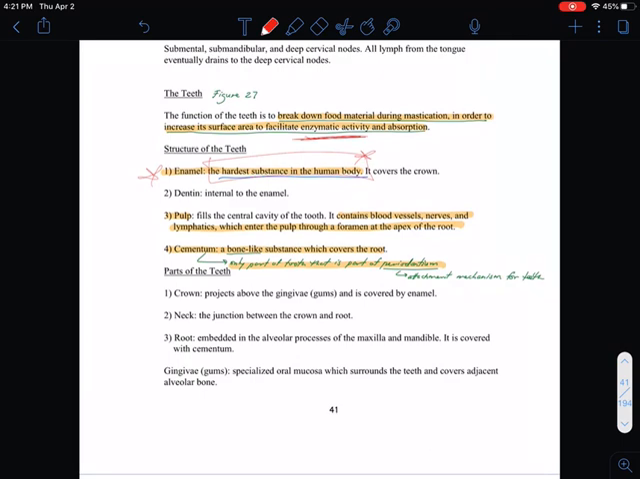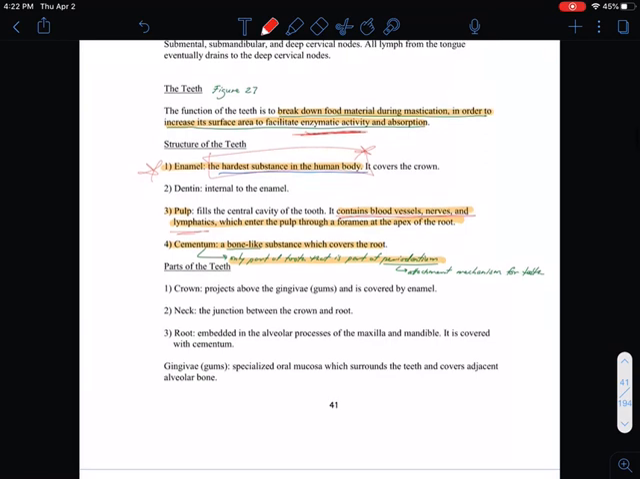Next, we have pulp. I'll point that out because this is where we can see our blood vessels, nerves, lymphatics, entering into our teeth there. And then cementum, it's a bone-like substance that covers the root. And I believe he'll have you add this. It is the only part of the tooth that is part of the periodontium, which is the attachment mechanism of our teeth. So, if I were you, I would focus on 1 and 4. Enamel being the hardest substance in the body, and cementum being the only part associated with the periodontium.